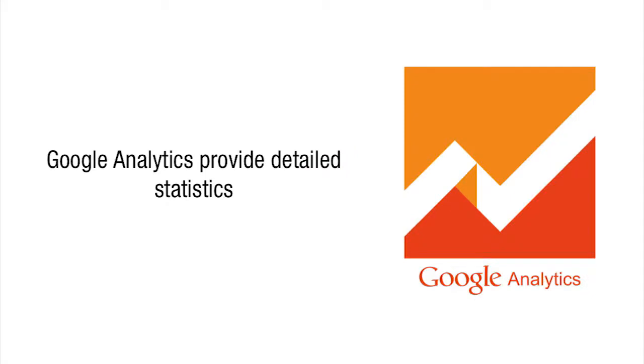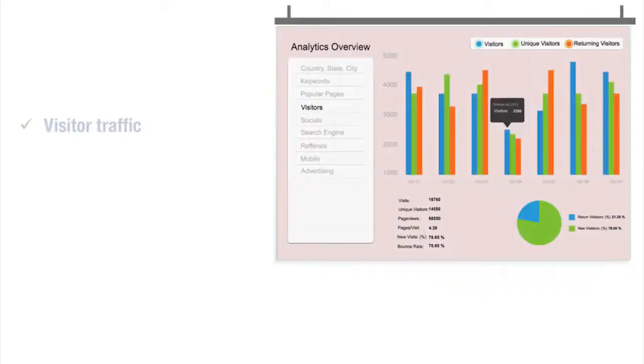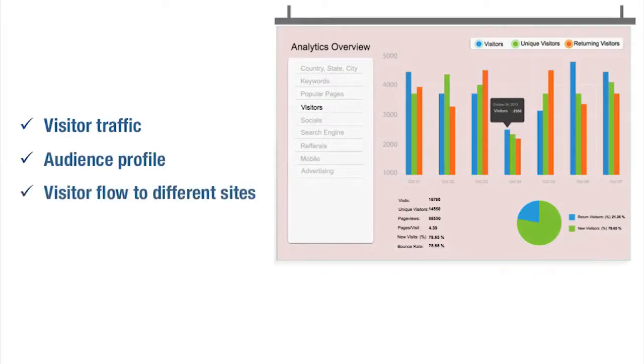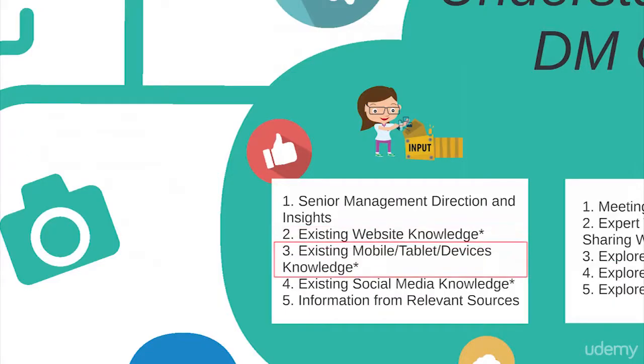Tools such as Google Analytics provide detailed statistics about website performance, including visitor traffic, audience geographic profile, and visitor flow to different website pages. Conversion tracking and real-time data provide insights into specific actions performed by the users on the website. Existing mobile tablet devices knowledge is another important input.